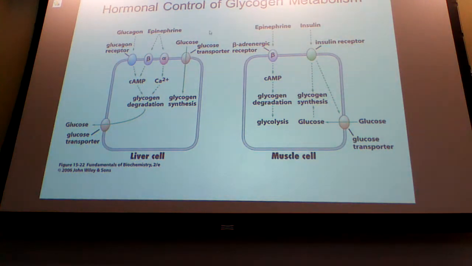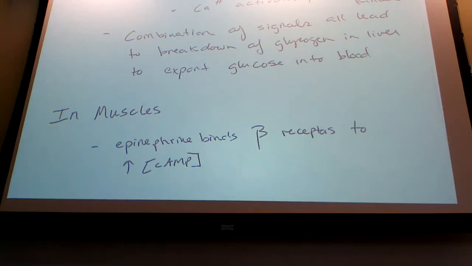So again, here's my epinephrine, here's my beta receptor. It's going to stimulate cyclic AMP, which will upregulate glycogen degradation. Okay. So now we're ready to do the other one, promoting glycogen synthesis.